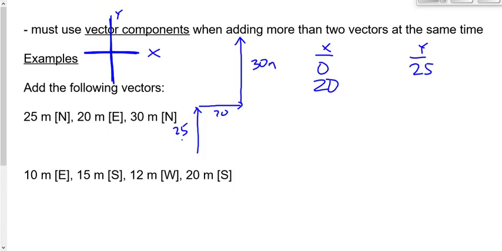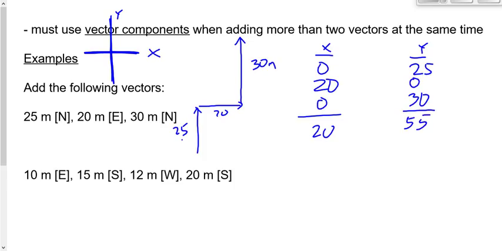How much of this is taking us up? None. How much of this is on the x-axis? How much of that 30 meters is this way? None. How much of it's up, down? 30 meters. Now let's add these up. 0 plus 20 plus 0 is 20. 25 plus 0 plus 30 is 55.